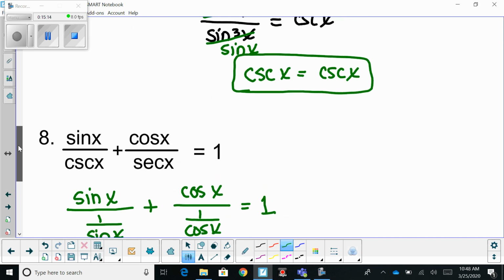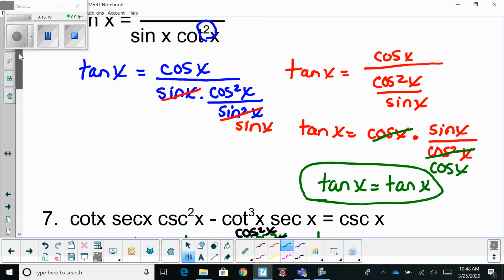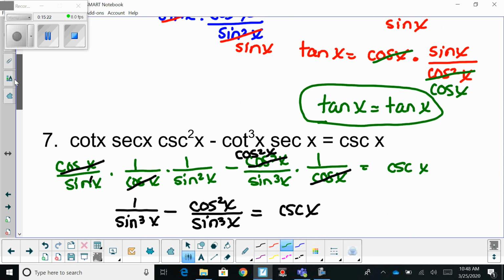That from the Pythagorean identity is a 1, so I have 1 equals 1. All right, I know that can be a little bit overwhelming for some people. They are puzzles almost that you've got to figure out, and you've got to make the left side equal the right side.